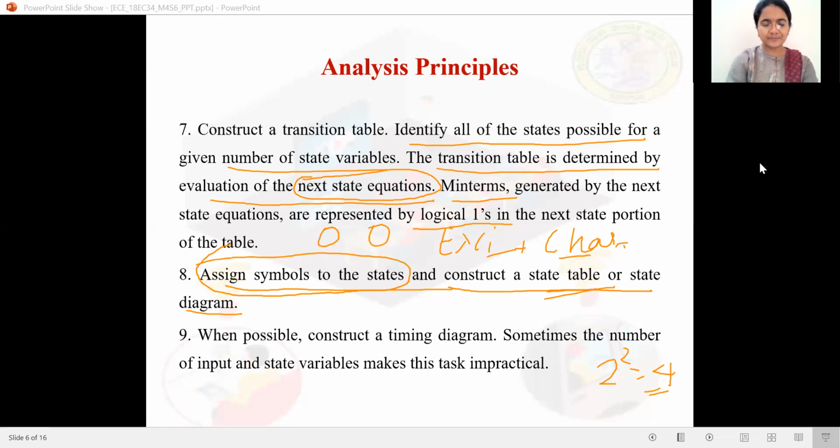If you have 4 states, we can assign symbols to those; we can use alphabets for assigning the states. After that, we construct a state table, and after constructing a state table, it is easy for us to write the state diagram. And the last step is, if possible, we can construct a logic diagram. It is optional, since sometimes the number of input and state variables makes this task impractical. The main important steps here are 8 steps that we have to follow.